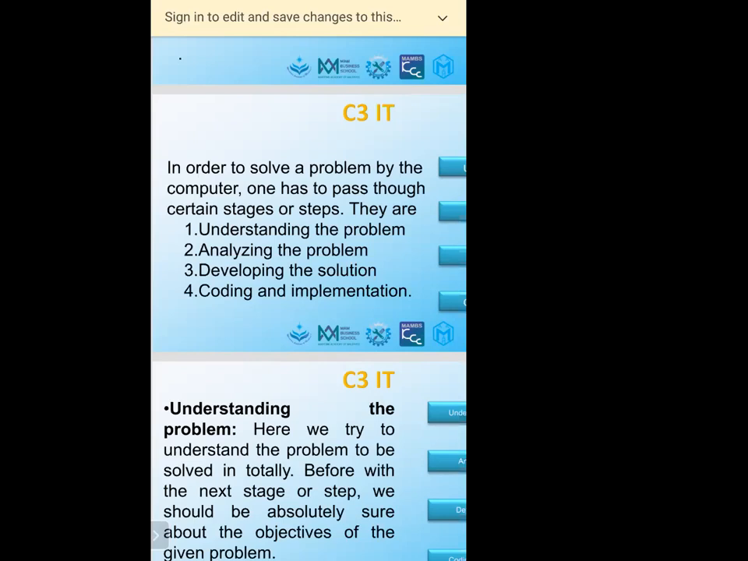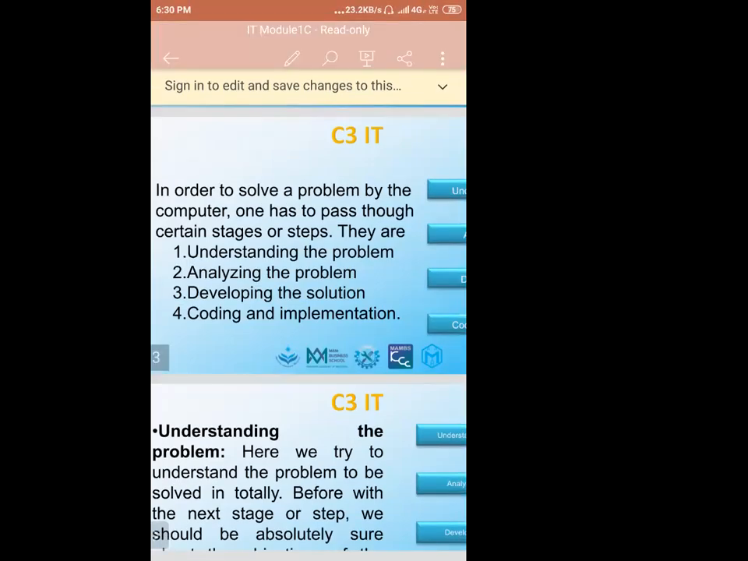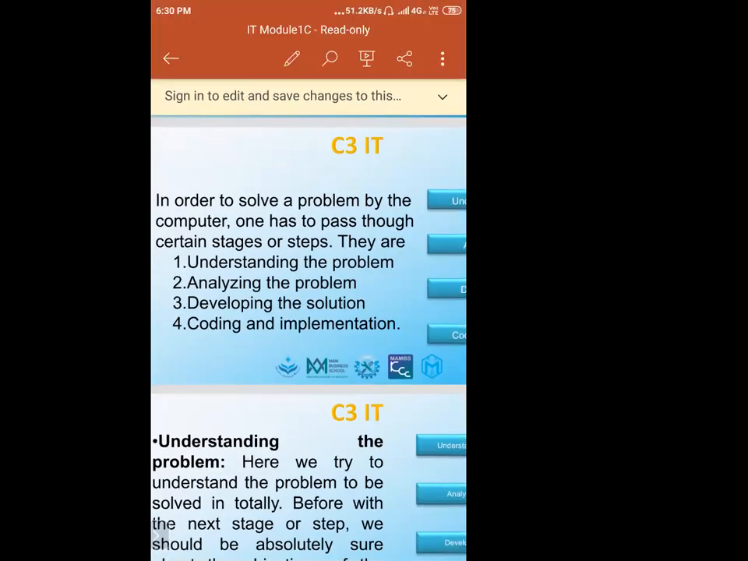Likewise, in computer terms, how do we solve the problem? The first one is understanding the problem, then analyzing the problem, then developing the solution. After that, coding and implementation. These are the steps to solve the problem. What are the steps? All of you, could you read that one? Understanding the problem. Analyzing the problem. Developing the solution. Coding and implementation.